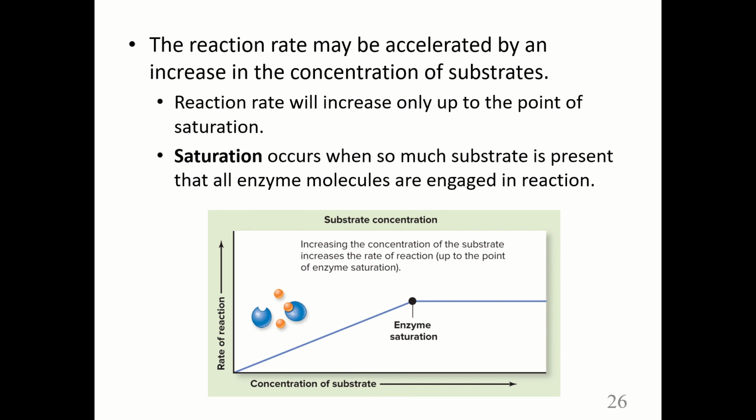The reaction rate may be accelerated by an increase in the concentration of substrates. A reaction rate will increase only up to the point of saturation. Saturation occurs when so much substrate is present that all enzyme molecules are engaged in that reaction. In this illustration, the rate of reaction increases as the concentration of the substrate increases until we reach enzyme saturation.